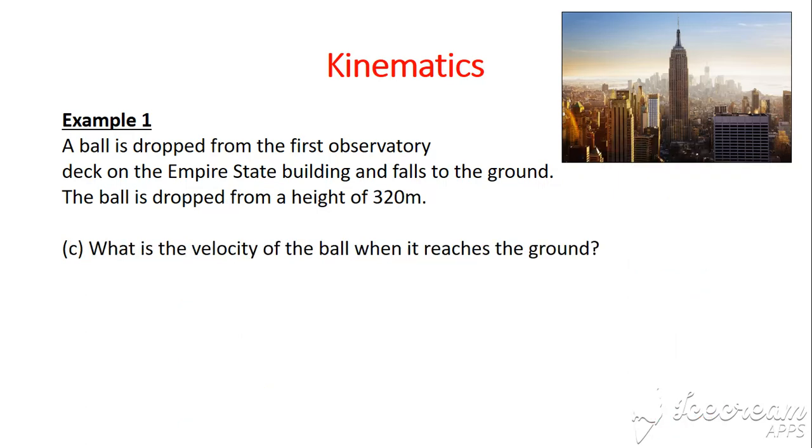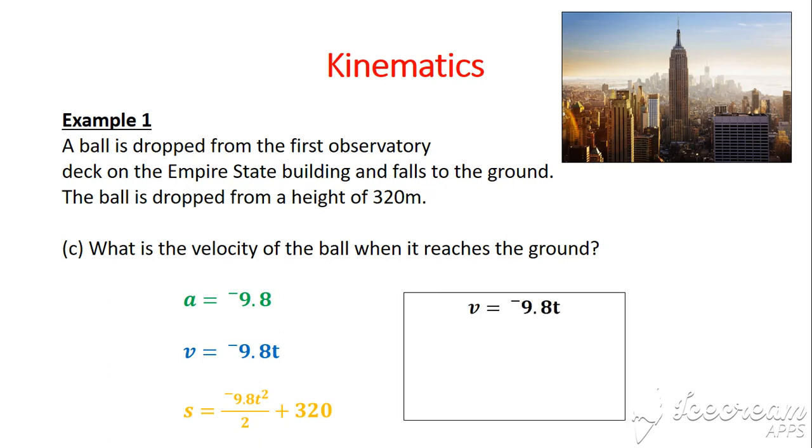Our last question. What's the velocity of the ball when it reaches the ground? Well, we've already figured out the acceleration, velocity, and displacement functions using anti-differentiation. So we just need to use the velocity function and work out the velocity after 8.08 seconds, and we get a velocity of negative 79.2 meters per second, which I've rounded to 2 decimal places. The negative means it's going down, and it's got a speed of nearly 80 meters a second.